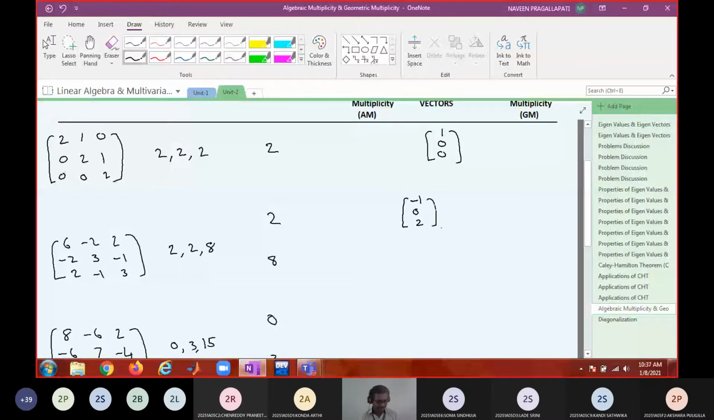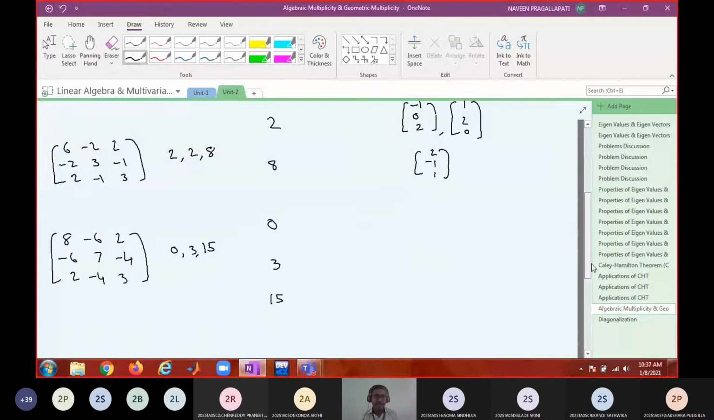And what is the other one? 1, 1, 2, 0. Correct. For lambda equal to 8, what is the independent eigenvector you got? 2, minus 1, 1. Okay. So 2, minus 1, 1.